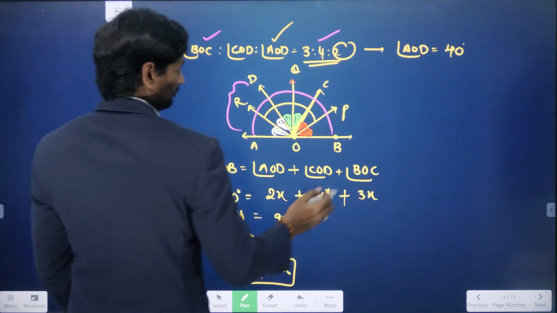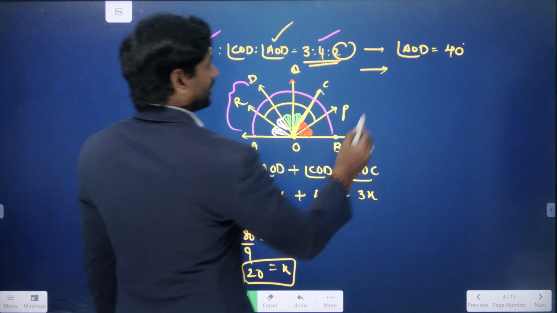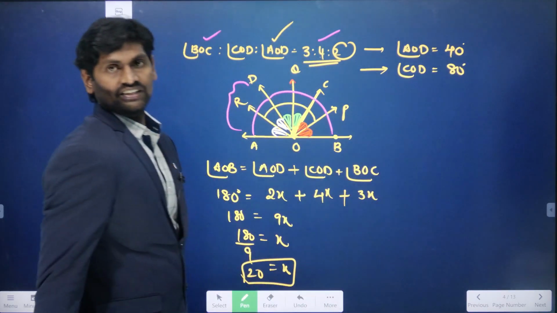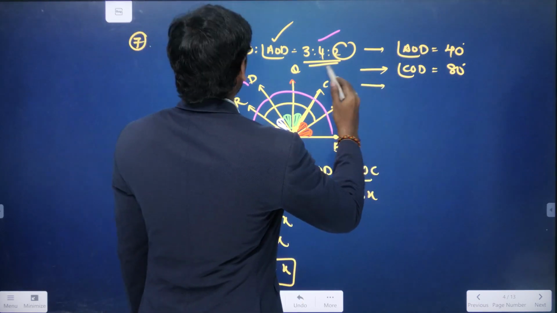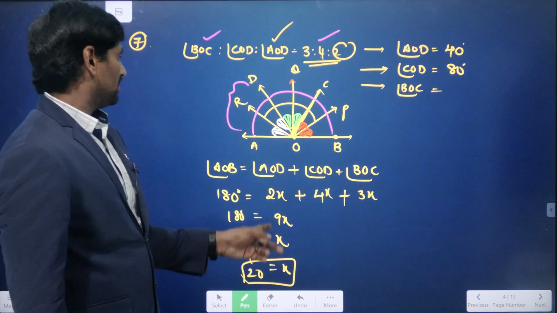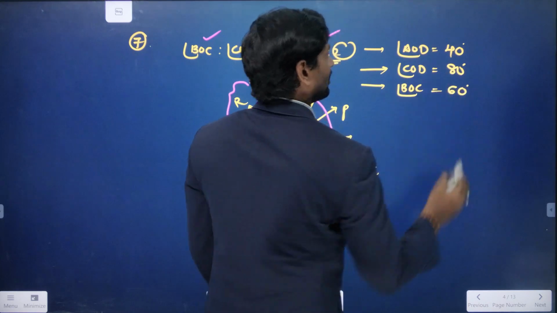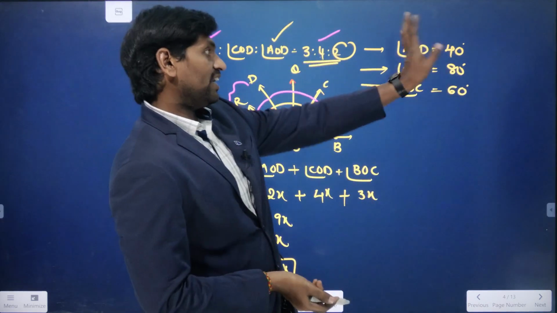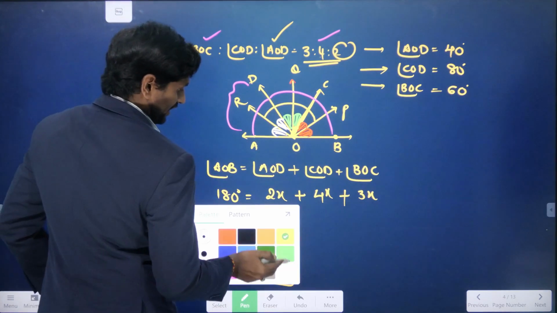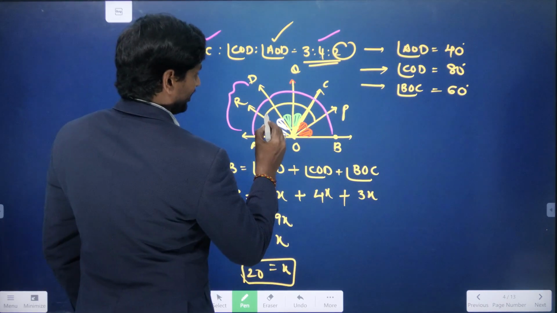Okay. Now second, COD is 4 times 20, which is 80 degrees. And BOC is 3 times 20, which is 60 degrees. Okay? So the total is 180 degrees. Right, let us come to the point. Now we need to identify the angle from here to here.